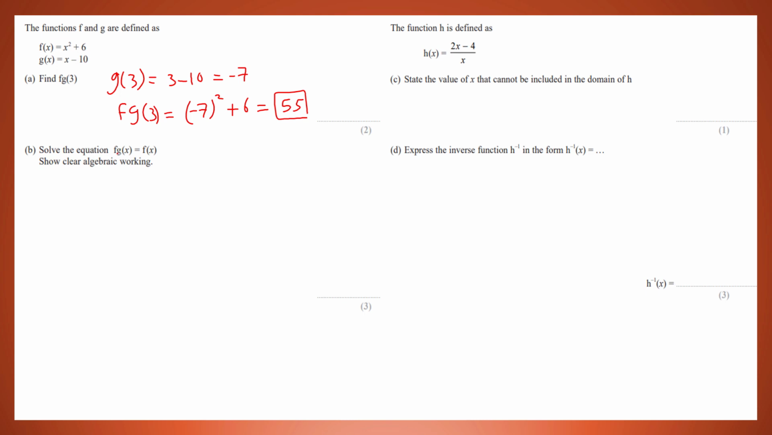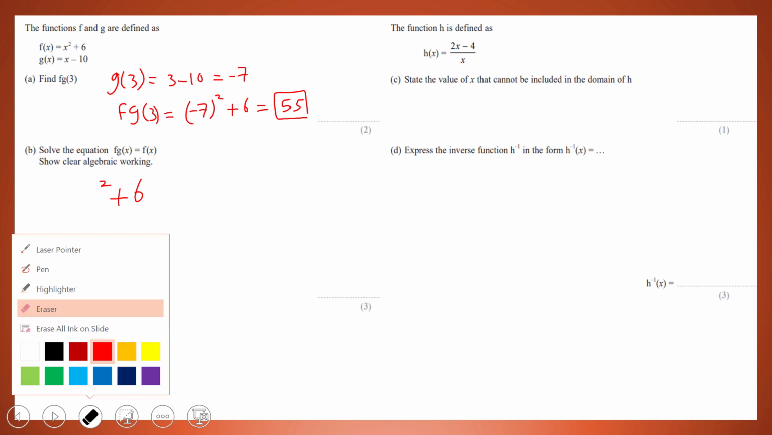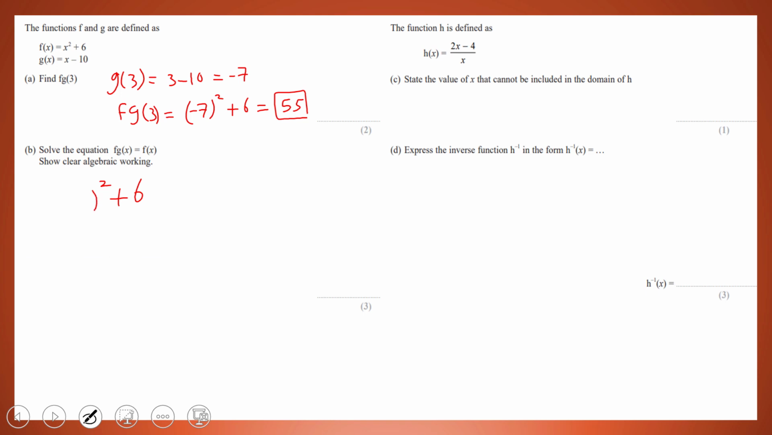Now it says solve the equation f composition g is equal to f of x. So I need to find the composition for these two functions, and then I equate it to the function rule of f of x, and then I solve an equation. So let's do it together. If I need to find the composition, it starts with the letter f, which is x squared plus 6, but you need to remove the x and replace it with the complete function of g. So to put the function of g, it will be x minus 10. This is the composition, f composition g of x.